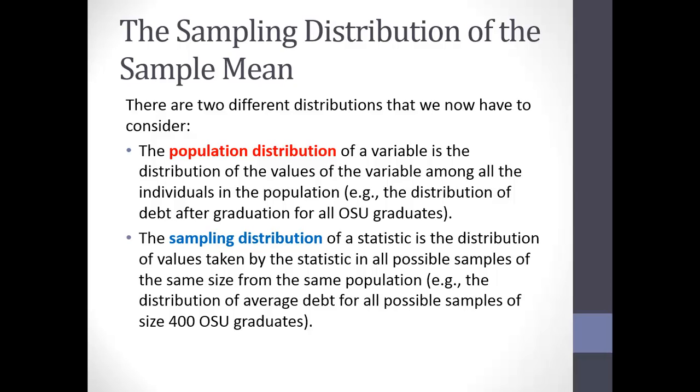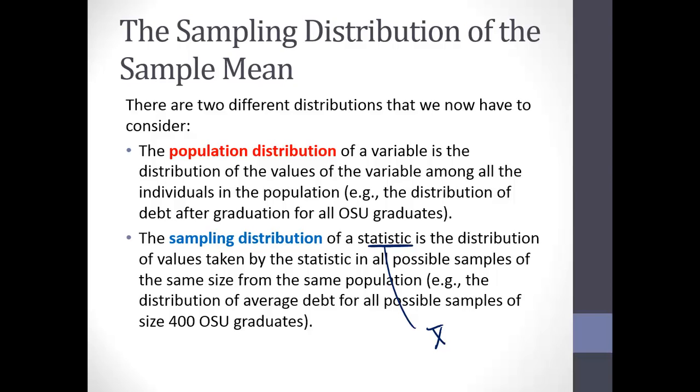And we'll use these to understand how X bar behaves. So the population distribution, again, is the distribution of the values of the variable among all the individuals in the population. For example, the distribution of everybody's average debt here at Ohio State. And my sampling distribution here is of a statistic, say X bar. A statistic could be the sample mean, could be something else.